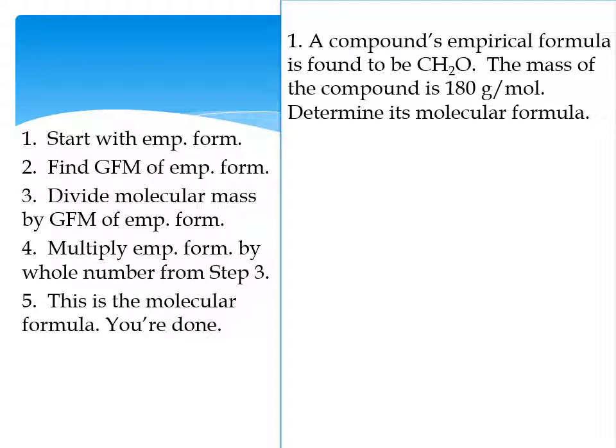Now that we have our steps, we'll try some examples. Put the directions over on the left side. You can always compare to these, but we'll just go through step by step and see how we can solve these problems. So first one, a compound's empirical formula is found to be CH2O.